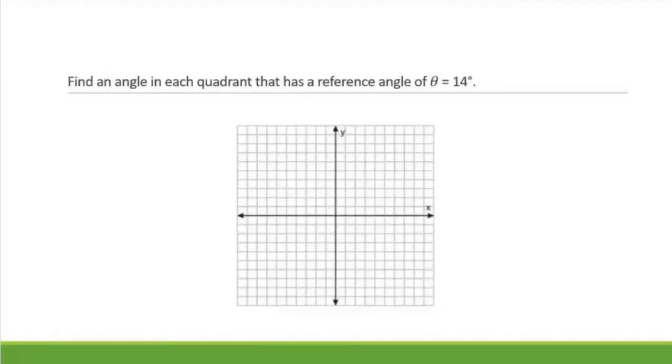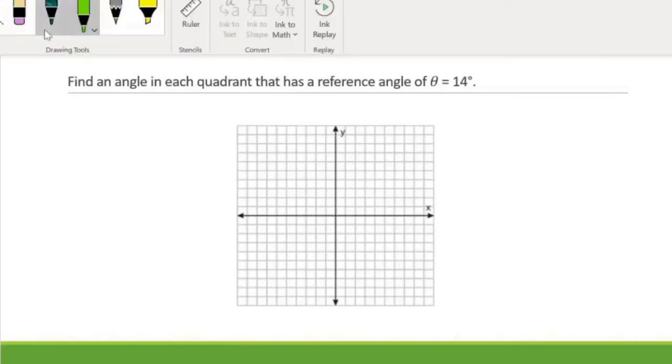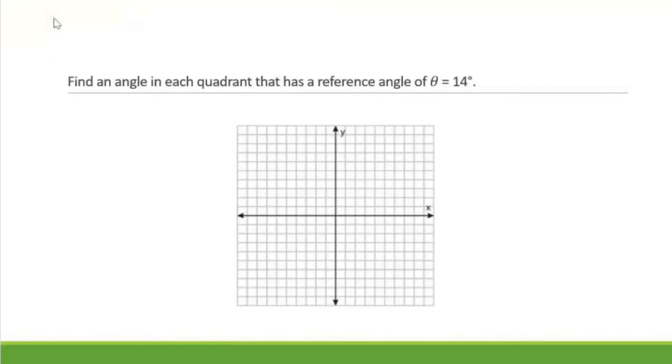Let's play with that idea of a reference angle a little bit more, just to make sure that we've got it. So 14 degrees is our reference angle. So we're essentially told that theta ref is equal to 14 degrees, and we're being asked to use that information to draw an angle in each quadrant. Well, in quadrant 1, we simply would have an angle of 14 degrees up from the x-axis.